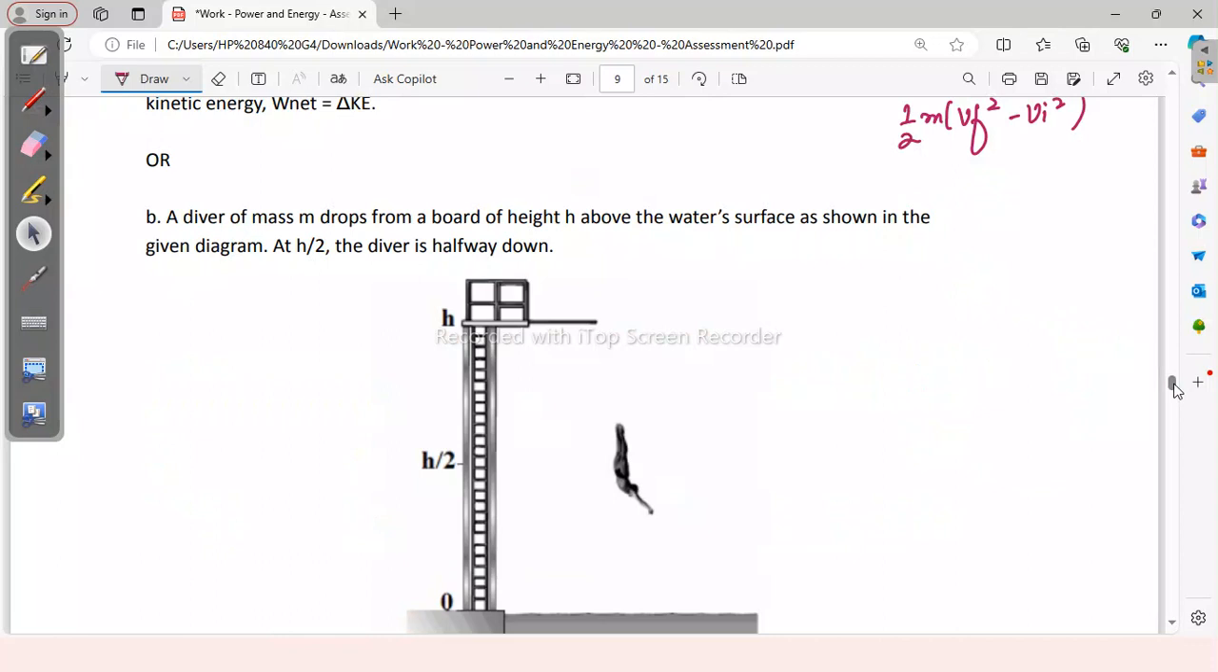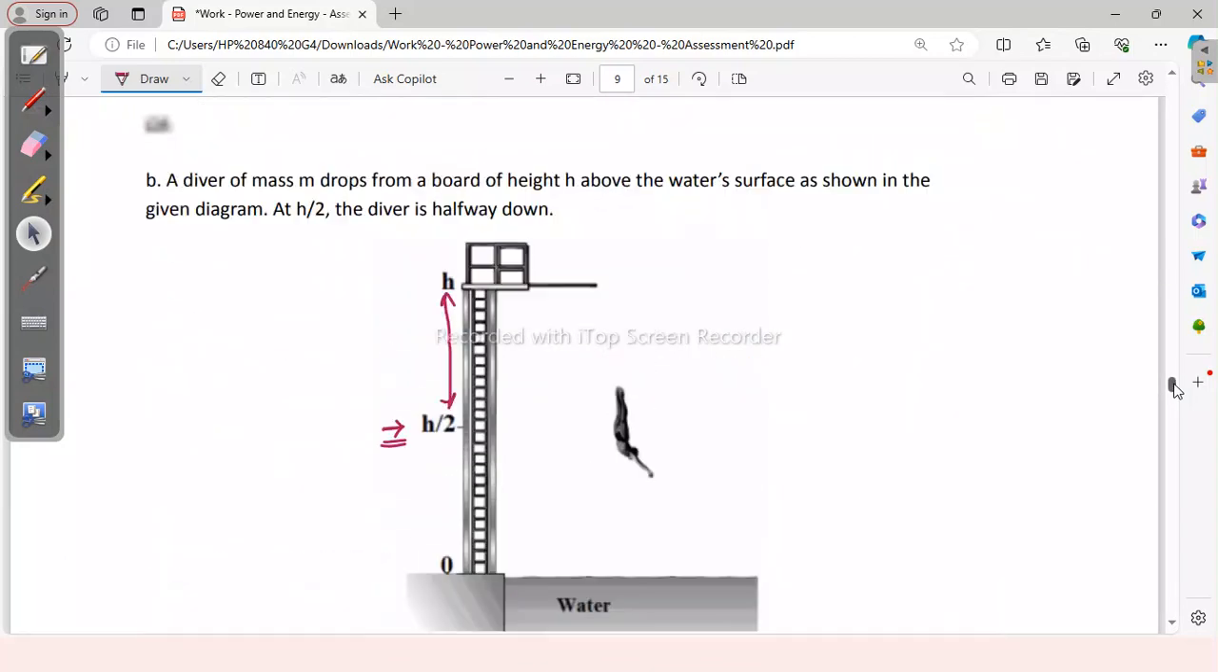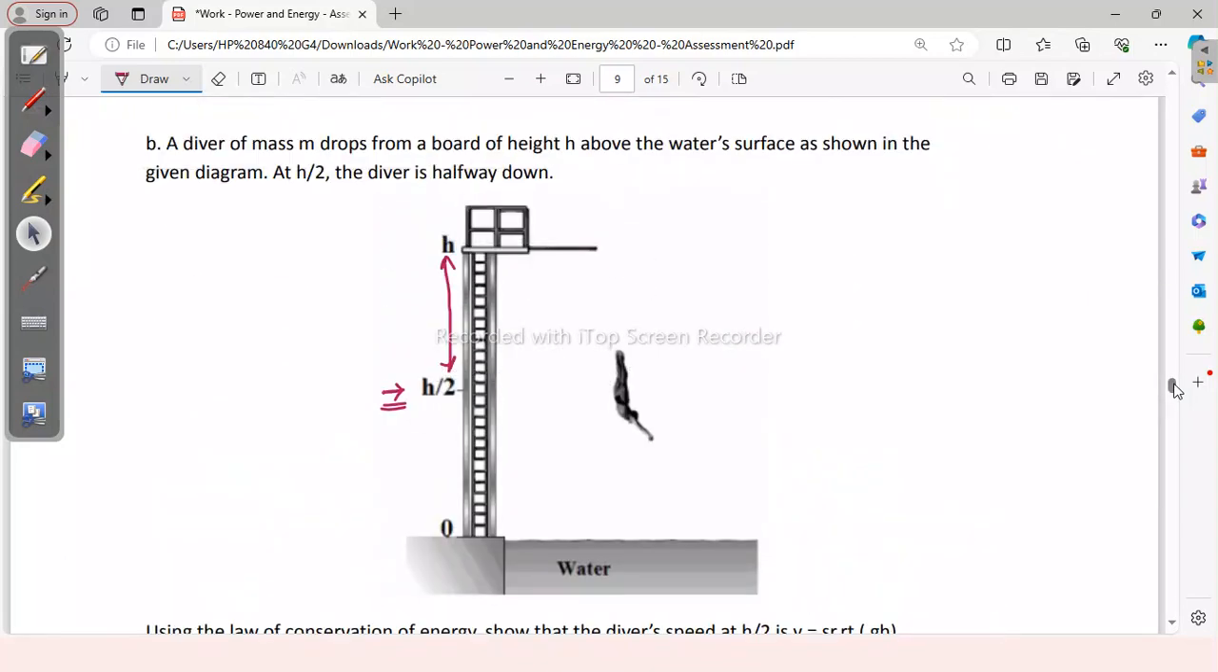m, ही ड्रॉप्स फ्रॉम अ बोर्ड ऑफ हाइट h above the water surface as shown in the given diagram at h by 2, that is जब वो इस पॉइंट पर पहुंच गया, diver is halfway down. What you have to do is, using the law of conservation of energy, you have to show that the speed of diver at this point is under root of 2gh. Let's just see, under root of gh, my bad, right?